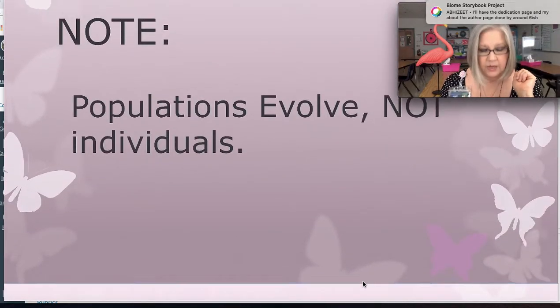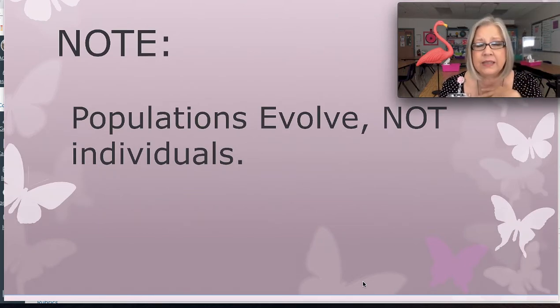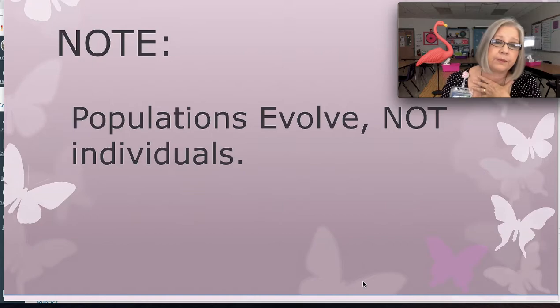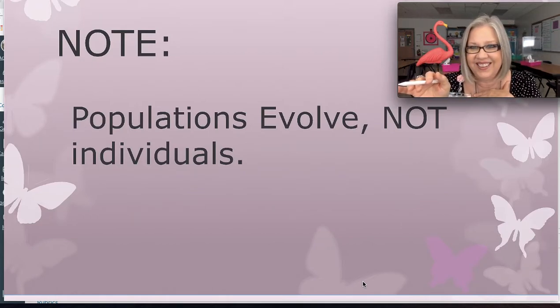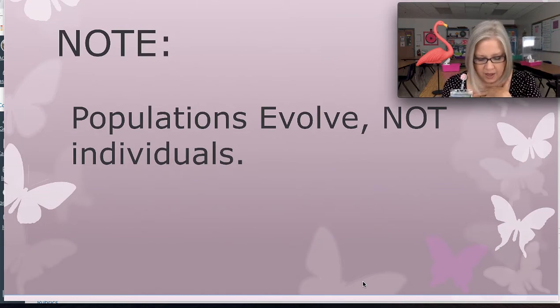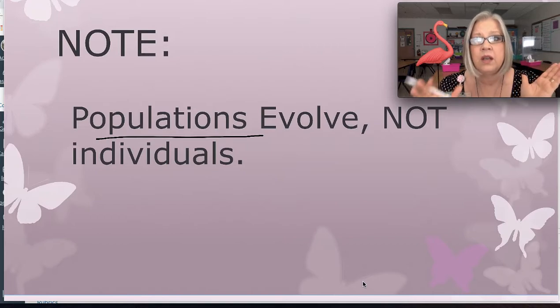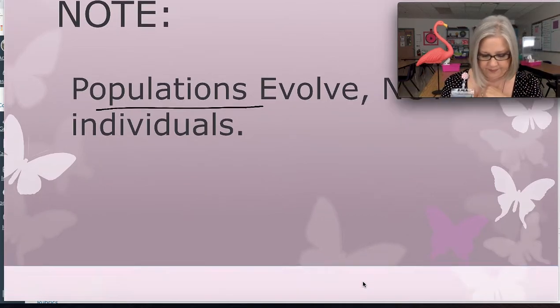Okay, important note, populations evolve, not individuals. So we can't say things like, oh, I'm just evolving as a person. I'm just becoming a lot kinder. Okay, you're changing, but you're not evolving, all right? In genetics, in biology, populations evolve, all right? It is the culmination of reproduction. So an individual themselves cannot evolve, but their offspring can.